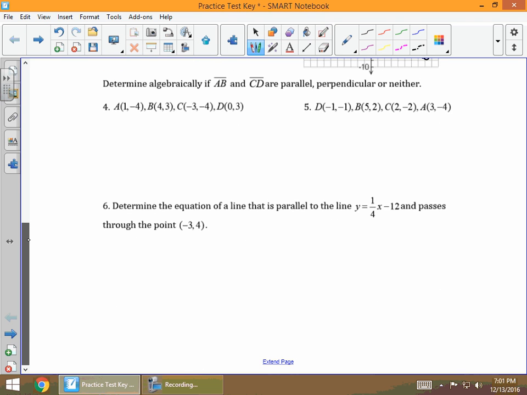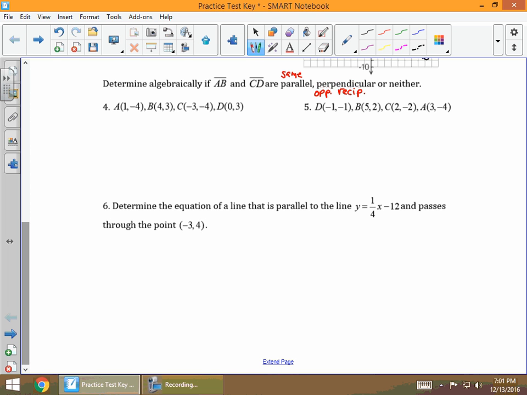As I jump down here to question 4 and 5, it says determine algebraically if AB and CD are parallel, perpendicular, or neither. All right, so parallel, I'm looking for slopes that are the same. Perpendicular, I'm looking for opposite reciprocals. And neither is if neither parallel nor perpendicular is correct. Then it is obviously neither. So I am checking for 2 segments.